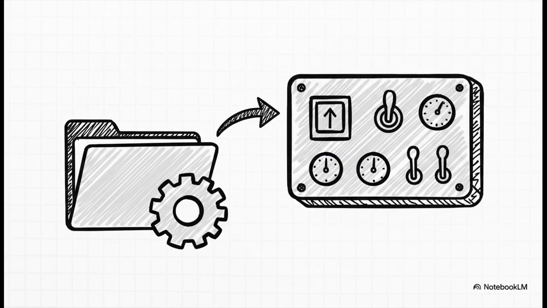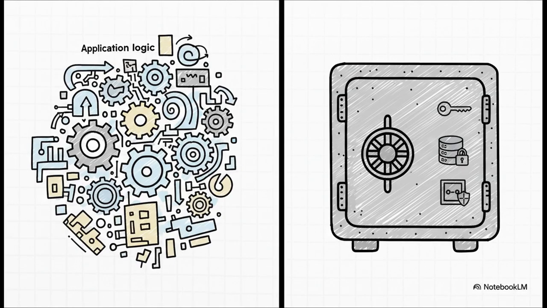All right, we're inside. The first room we're going to check out is the config folder. Think of this like the building's utility room. It's where you keep all the important settings that might change depending on where the app is running. So stuff like your database connection details, your secret API keys, what port number to use, all that lives here, safely tucked away from your main application logic. This makes your app way more secure and a whole lot easier to manage.